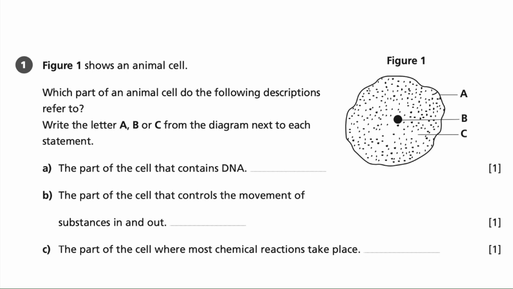For part A, the part of the cell that contains DNA. Now we know from our learning that that is a nucleus, and it's often shown as a large central dot in the middle of the cell. This one's not that big, but it is B.